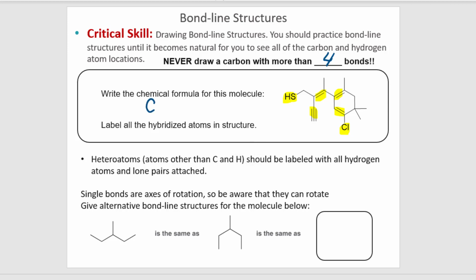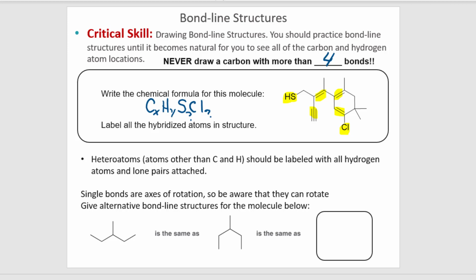So for practice, you guys can try and write the chemical formula for this molecule. How many carbons are there? How many hydrogens are there? Right? How many sulfurs? How many chlorines? Write those in. See if you can write the chemical formula for this.